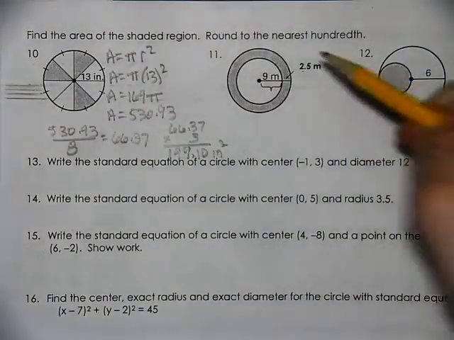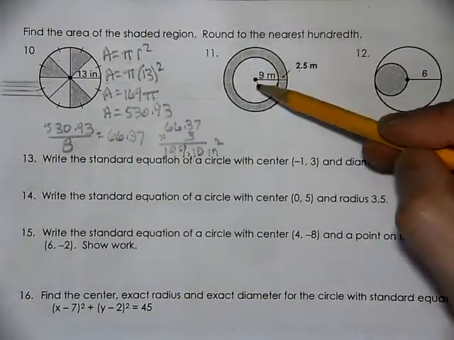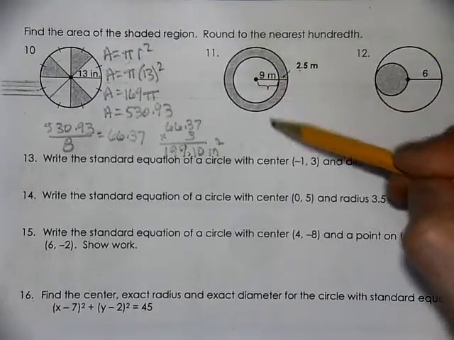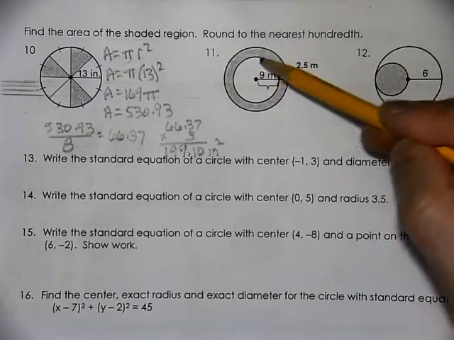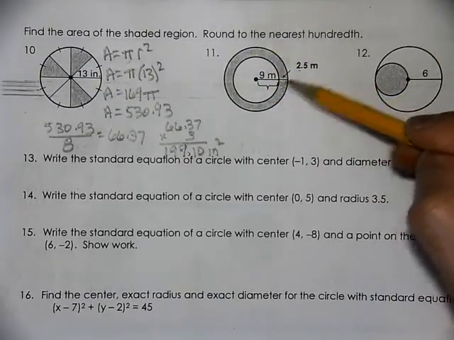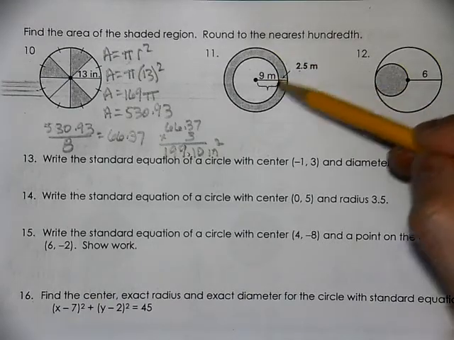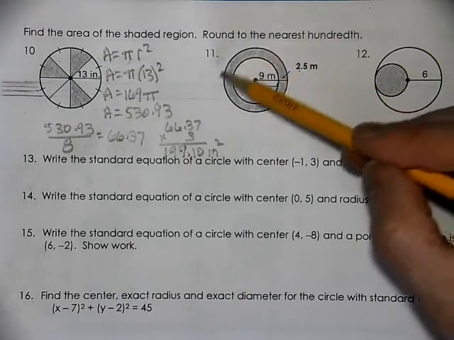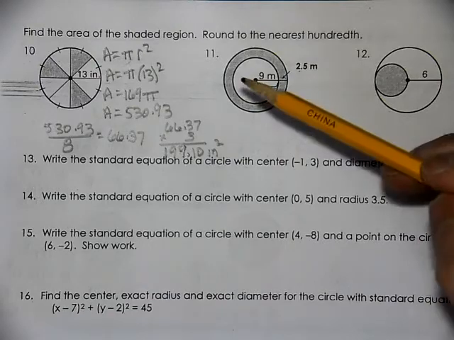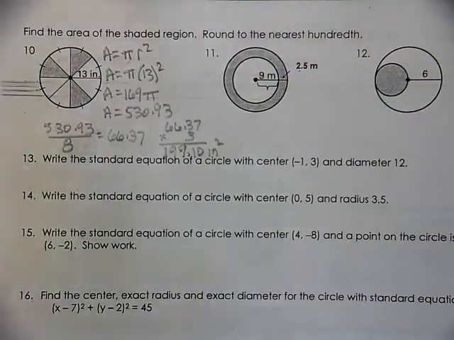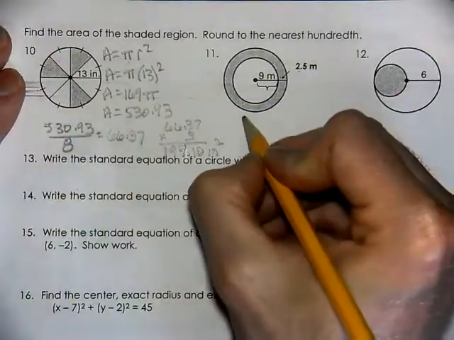Number 11. We have a big circle and we have a little circle. The little circle has a radius of 9. The bigger circle is 2.5 farther than that. So it's actually 9 plus 2.5, which is 11.5. So we're going to take the area of the big circle and drill out the center. So that's going to give us this donut shape.